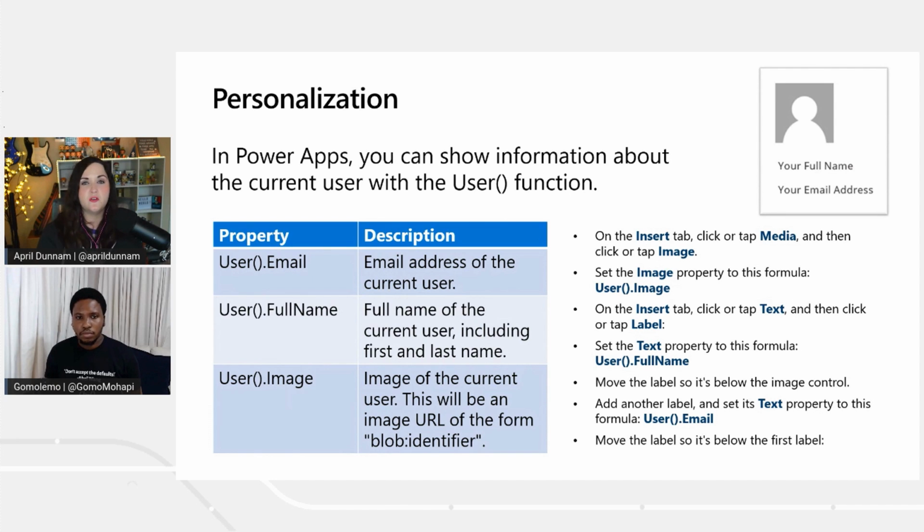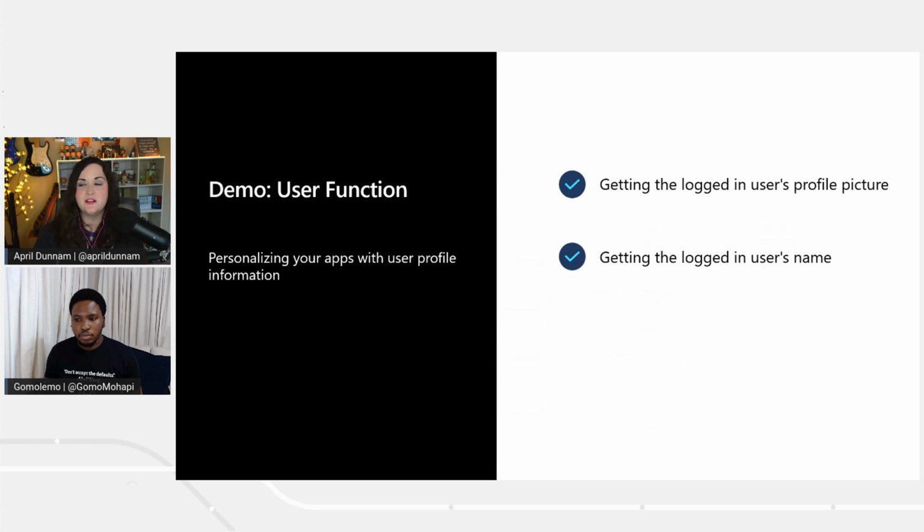So Homaloma just showed us how we can use images. Wouldn't it be cool if we could use that same image control, maybe along with this user function, to pull in their profile image and show that in our application and maybe their name? That would be great. So let's take a look at how we can do this in our next demo. We'll see how we can use a user function to get the current logged in user's profile picture and how to get their name. Okay, cool.